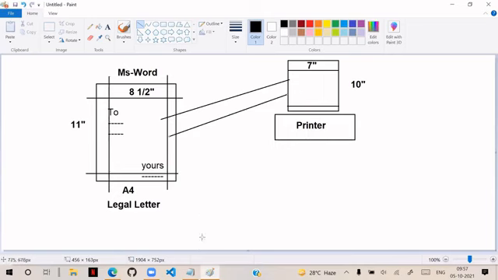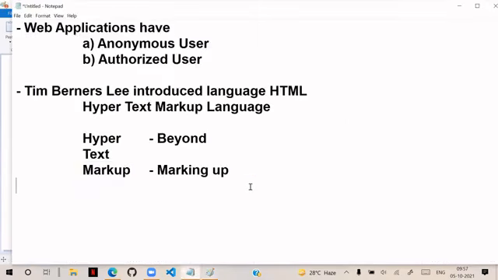That means, what is the meaning of marking up? The meaning of marking up is nothing but preparing for presentation, so that we can present it correctly. So what is a markup language? A markup language is a language used by developers in order to present information on the web.